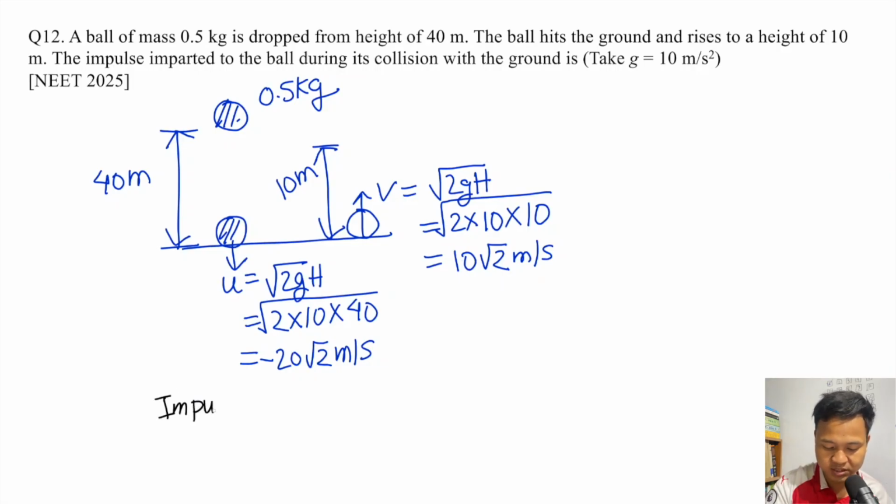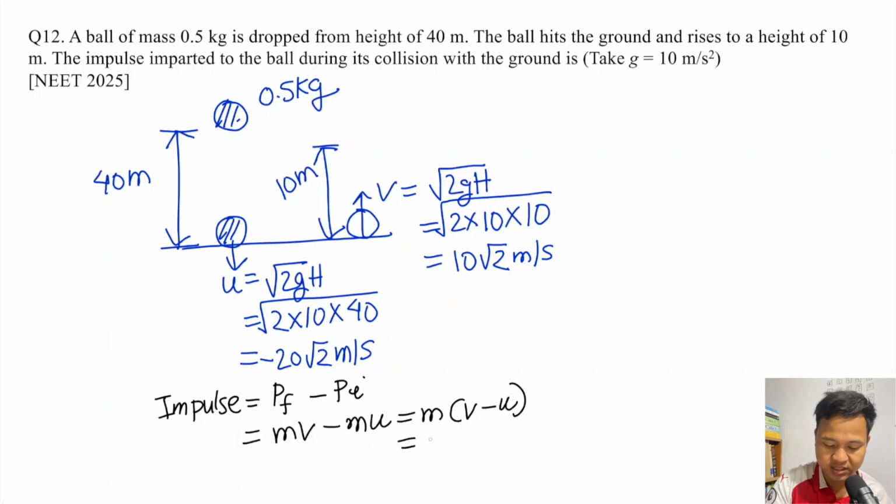So therefore impulse is equal to change in momentum. So P final minus P initial. So m into v minus m into u. So m into (v minus u). The mass is 0.5, which is 1 by 2, into final velocity 10 root 2, minus of minus 20 root 2.